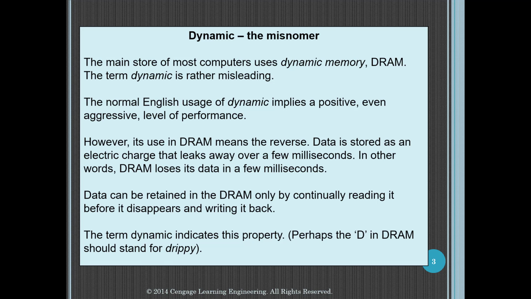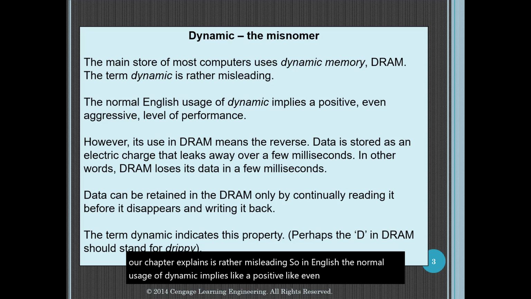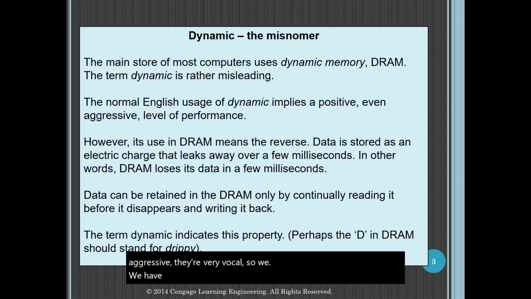Now, one thing the book points out for us is this term dynamic. When we talk about DRAM, which is those sticks of RAM that you put in your computer, that's dynamic random access memory. And that word dynamic, as our chapter explains, is rather misleading. In English, the normal usage of dynamic implies a positive, even aggressive level of performance. When you say that someone's being dynamic, you would think maybe they're a very animated speaker, very aggressive, very vocal. So we have this positive implication when we think about this word.